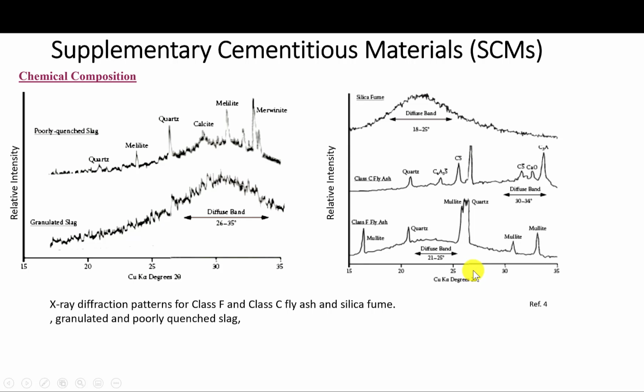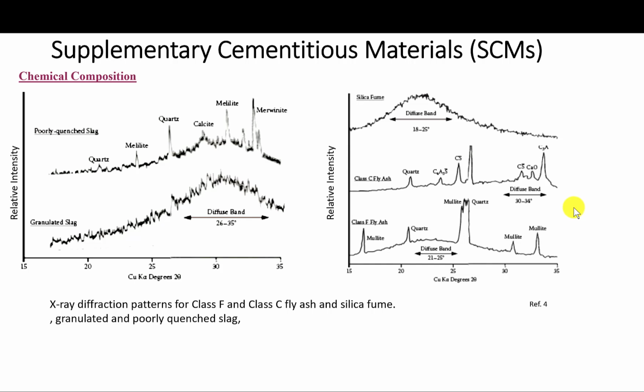The class C fly ashes contain quartz. As you can see, we have the free lime and combined lime, as you can see in this peak right here, and anhydrite, which is right here. Calcium, basically, calcium sulfate without the water. Differentiate this from the dihydrate, which is the calcium sulfate with 2 molecules of water.